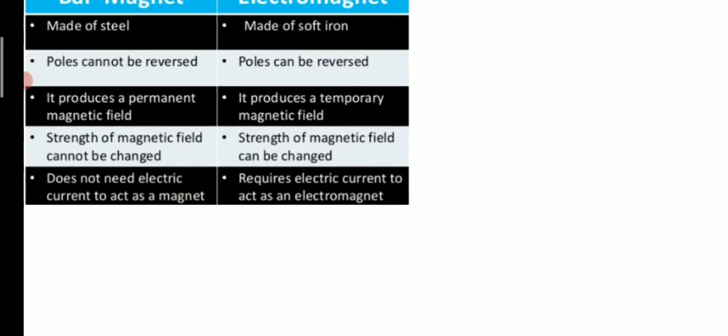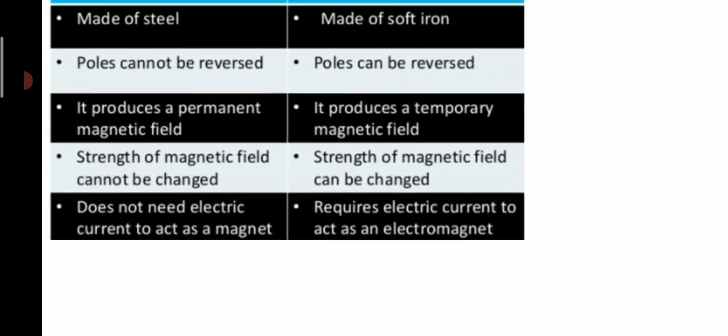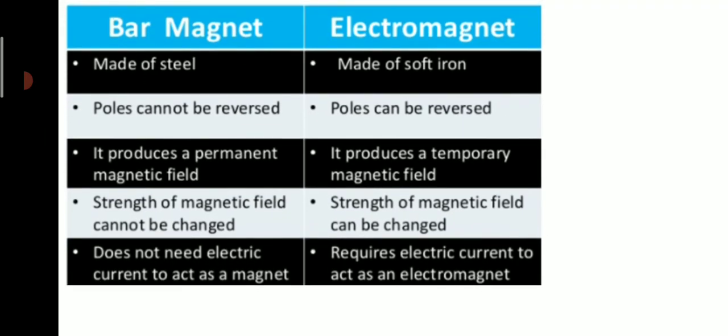So this is the difference between the bar magnet and electromagnet. Bar magnet is made of steel, while electromagnet is made of soft iron. In bar magnet, poles cannot be reversed, but in electromagnet, poles can be reversed. Bar magnet produces a permanent magnetic field, while electromagnet produces a temporary magnetic field.